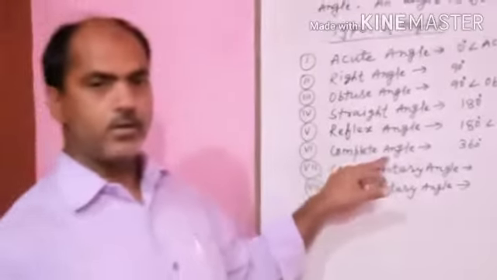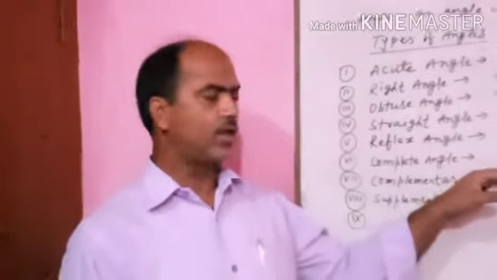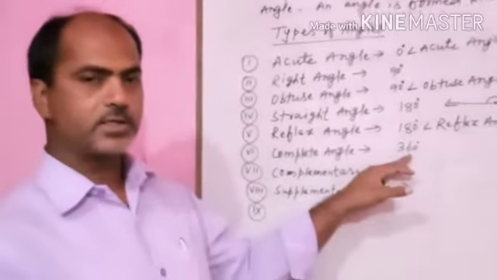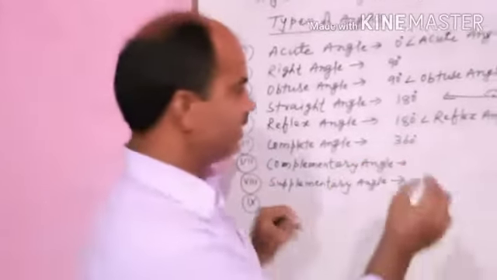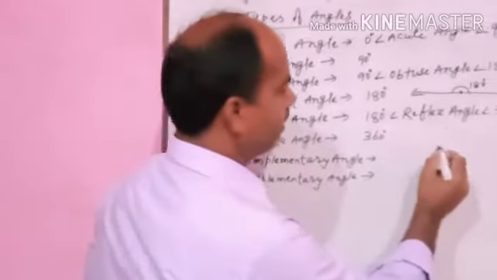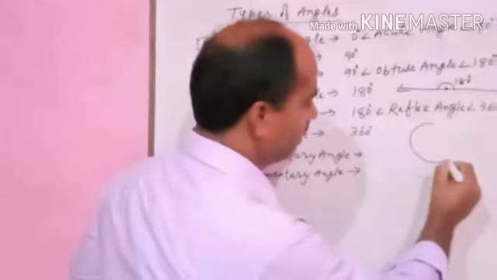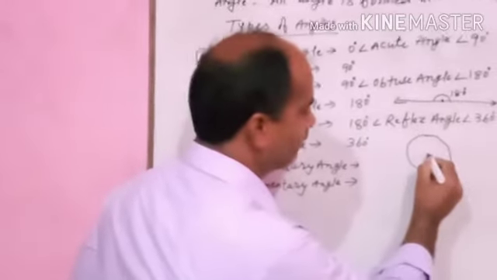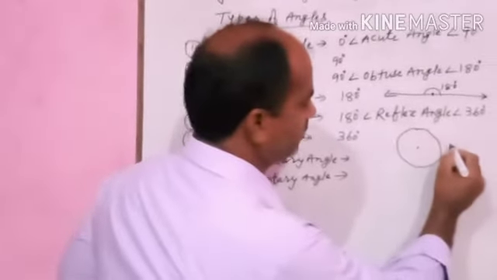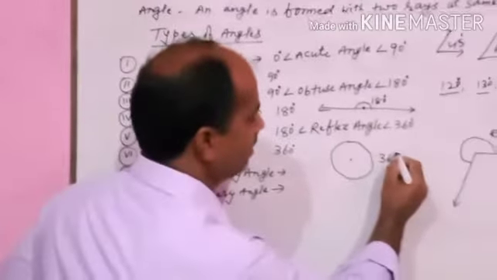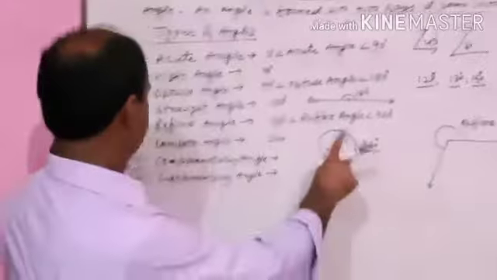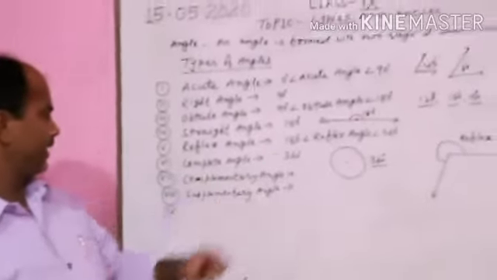Now students, complete angle. An angle whose measurement is 360 degree is called a complete angle. Such as this example, it is 360 degree. It is the example of the complete angle.